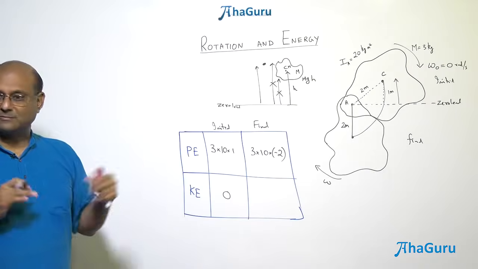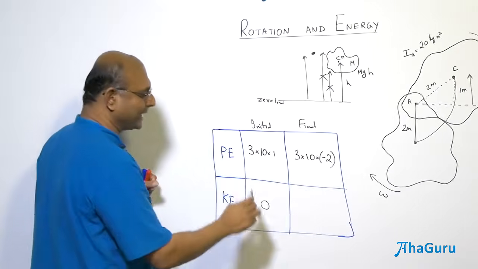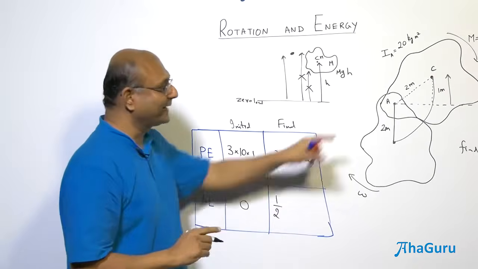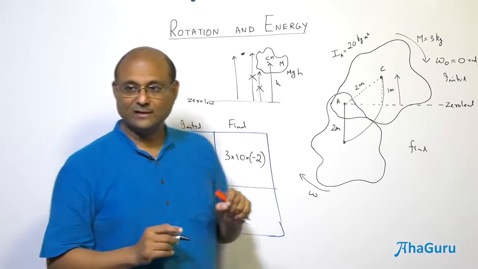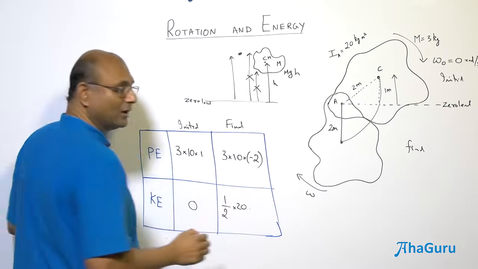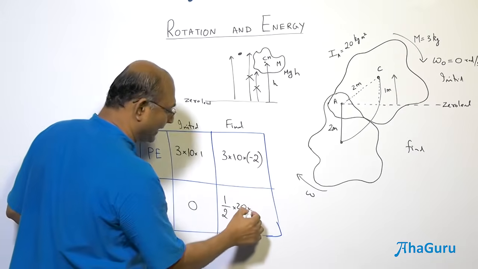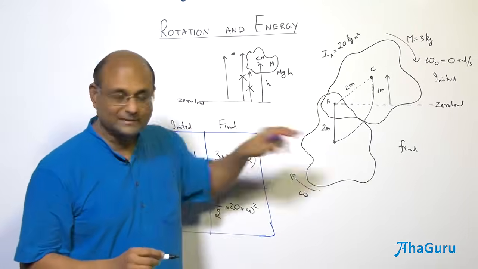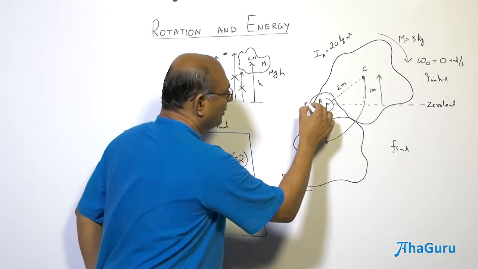Okay. Now, what about the kinetic energy? And that's basically what we have spent so much time already on. So what is the kinetic energy? Half I omega square. Luckily in this problem I is given. It is 20. So half into 20 into omega square. Now I don't know what omega is. I am therefore going to write it as omega. This is the value here at this instant. This is the omega about A.